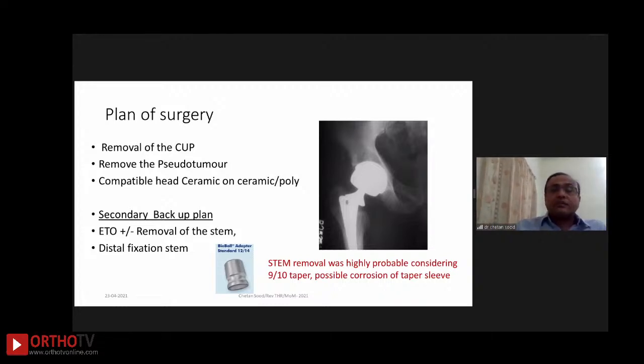And plan of surgery. We planned a revision for this side first. This was comparatively not the good hip. The good hip was still the one which was a destroyed hip. This was the troubled hip.